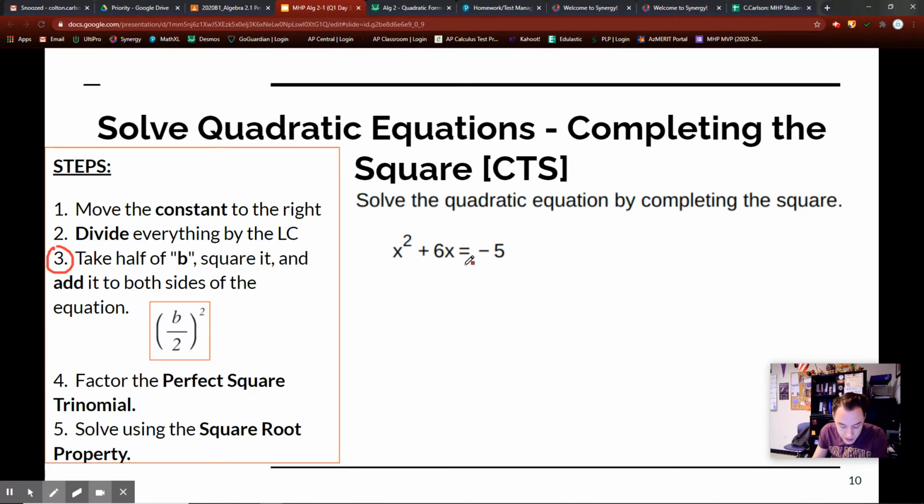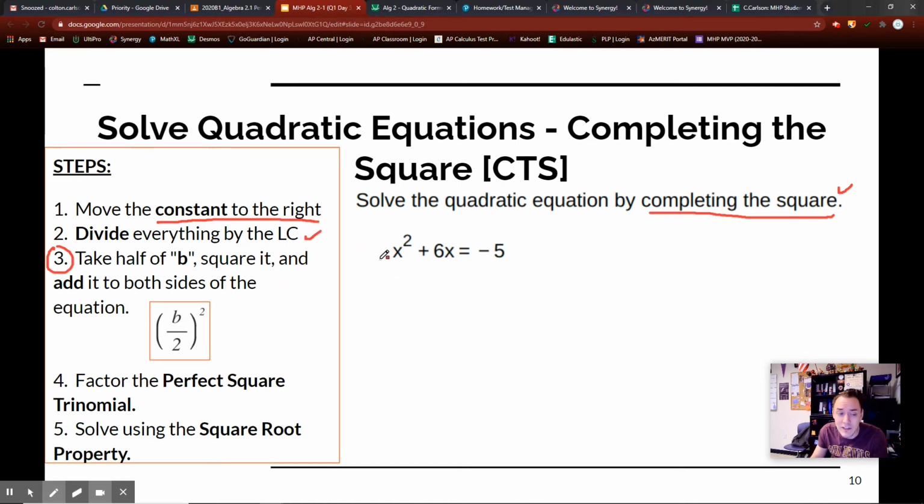So first things first, I want to move the constant to the right. Now the cool thing is it's already to the right. Good job, thank you. And now I want to divide everything by the leading coefficient. Well, my leading coefficient is 1. If my leading coefficient is just 1, do I need to divide everything by 1? No. So that's also good.